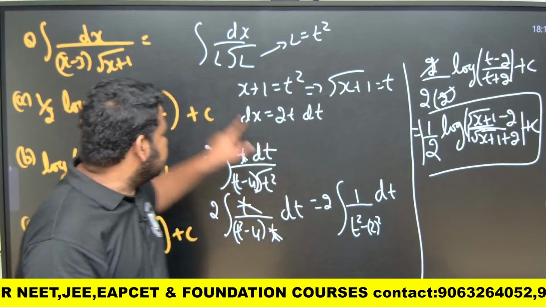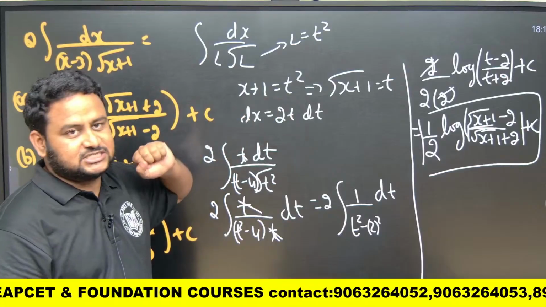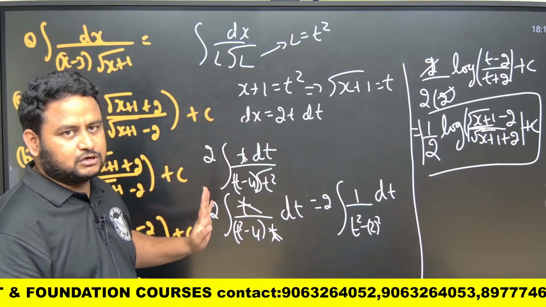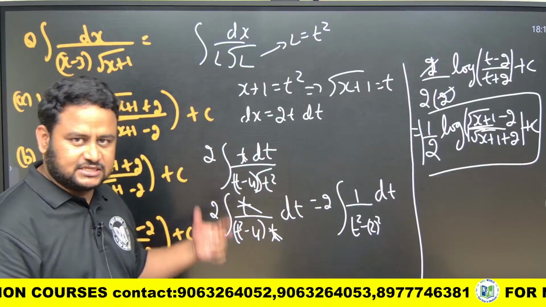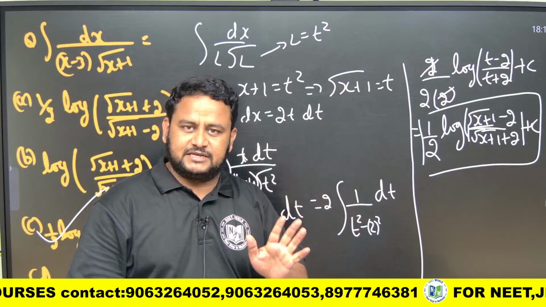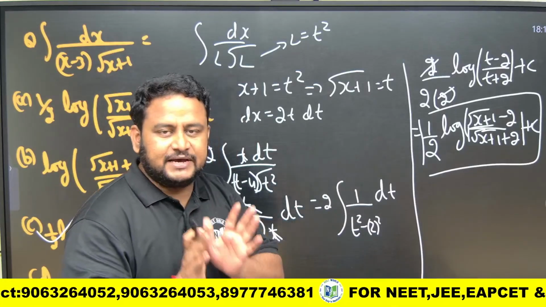Okay, here for the linear value, we have to take the substitution x plus 1 as t square. Then we have to solve the question. So here we will get it in the form of 1 by x square minus a square. What is the integral of 1 by x square minus a square, friends? It is 1 by 2a times log of (x minus a) by (x plus a).